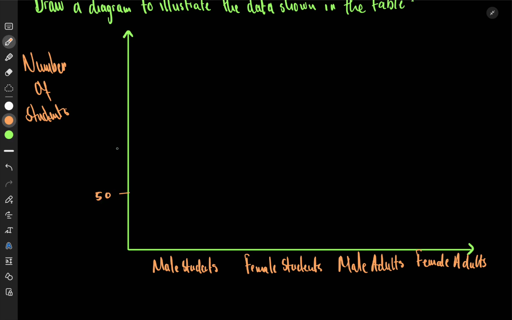50, 100. It's not enough. We needed to get to 300. So, 50, 100, 150, 200, 250, 300. Okay, so something like this.